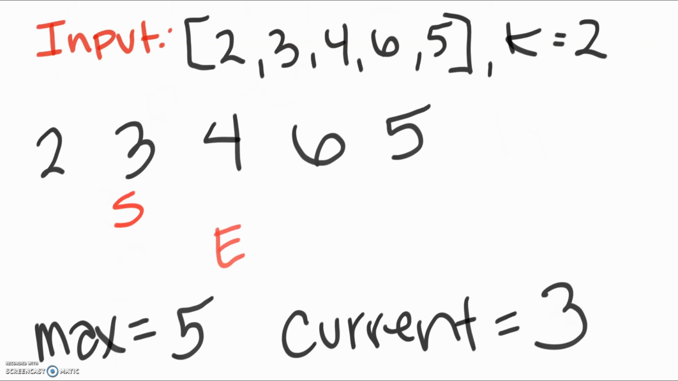So with that, we now see 4 plus 3. So we're going to add 4 plus 3. 4 plus 3 is 7. Because we've now reached the length that our sliding window is allowed to be, which is 2, we're now going to compare 5 and 7. 5 is not bigger than 7, so 7 is now going to be our current max.